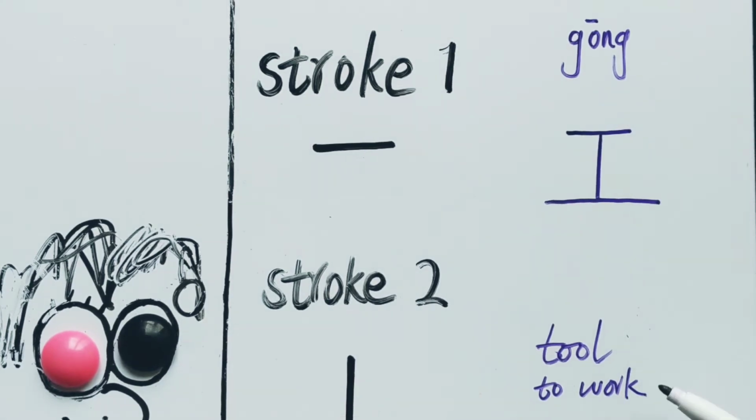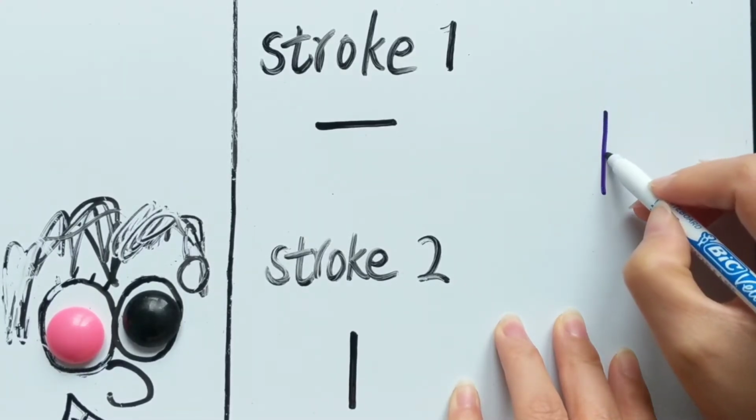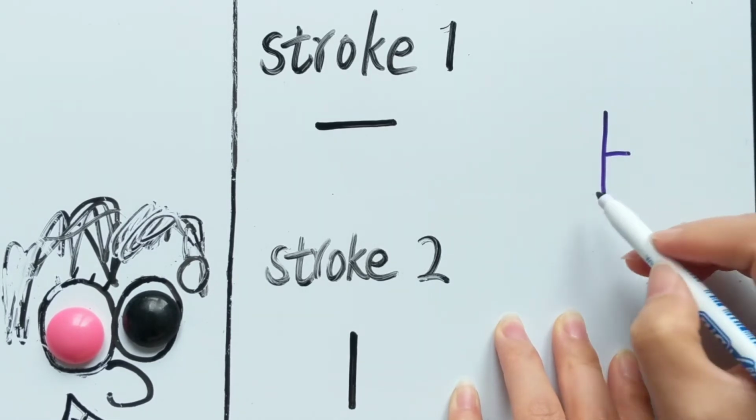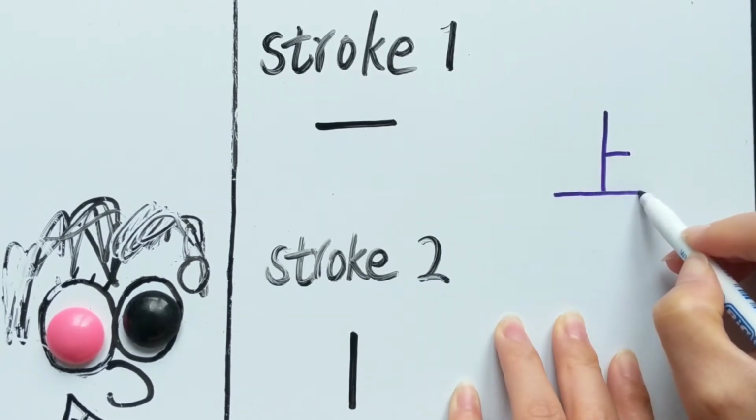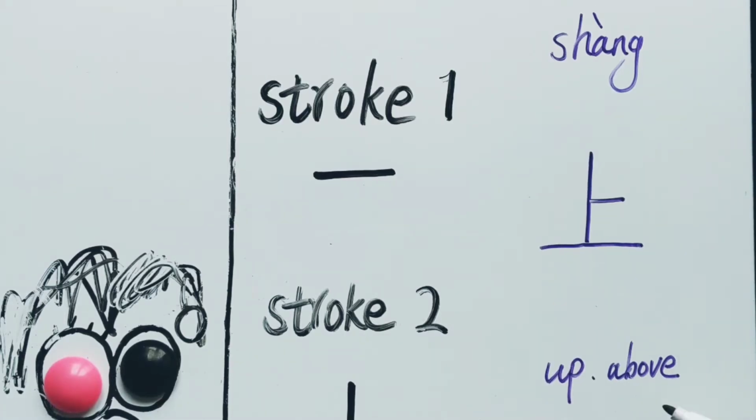Gong, and the translation, it can be a tool, and it also means to work. Next one. Shang, and that's the English translation, up or above. Please do remember the recommended stroke order. You can also write together with me when you watch this video. Next one.